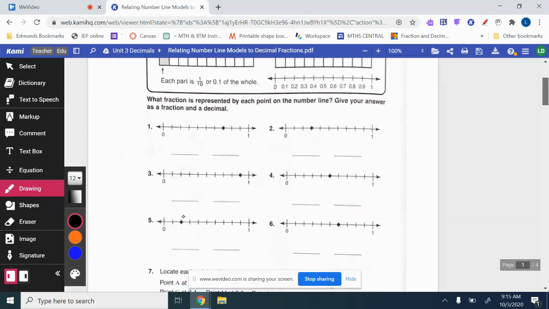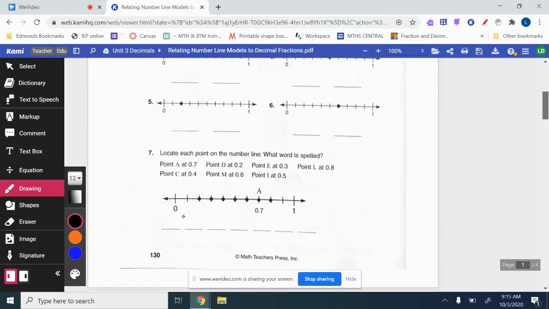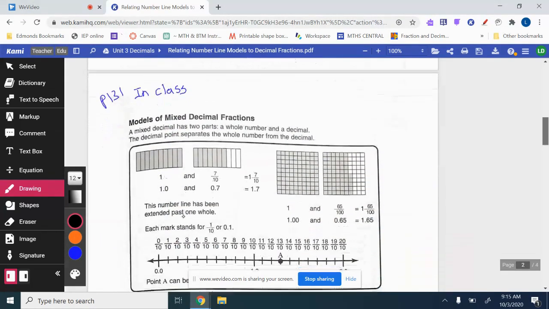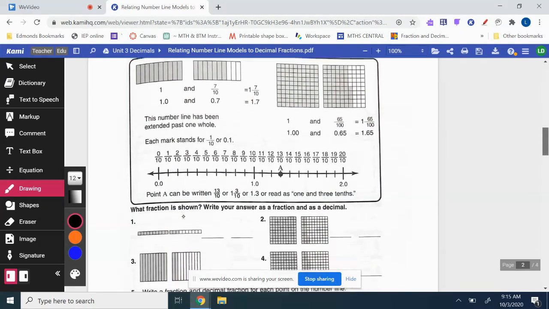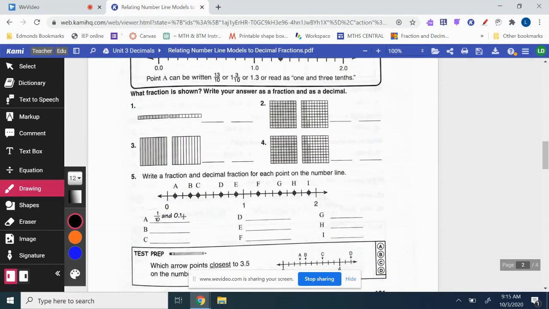This is something most of you guys were pretty strong on, so we're going to move past that. The next page talks about models of mixed decimals. And again, that's like the first page, but we're just not dealing with the decimal, we're dealing with the whole number too. And again, you guys were pretty solid on this on the assessment.